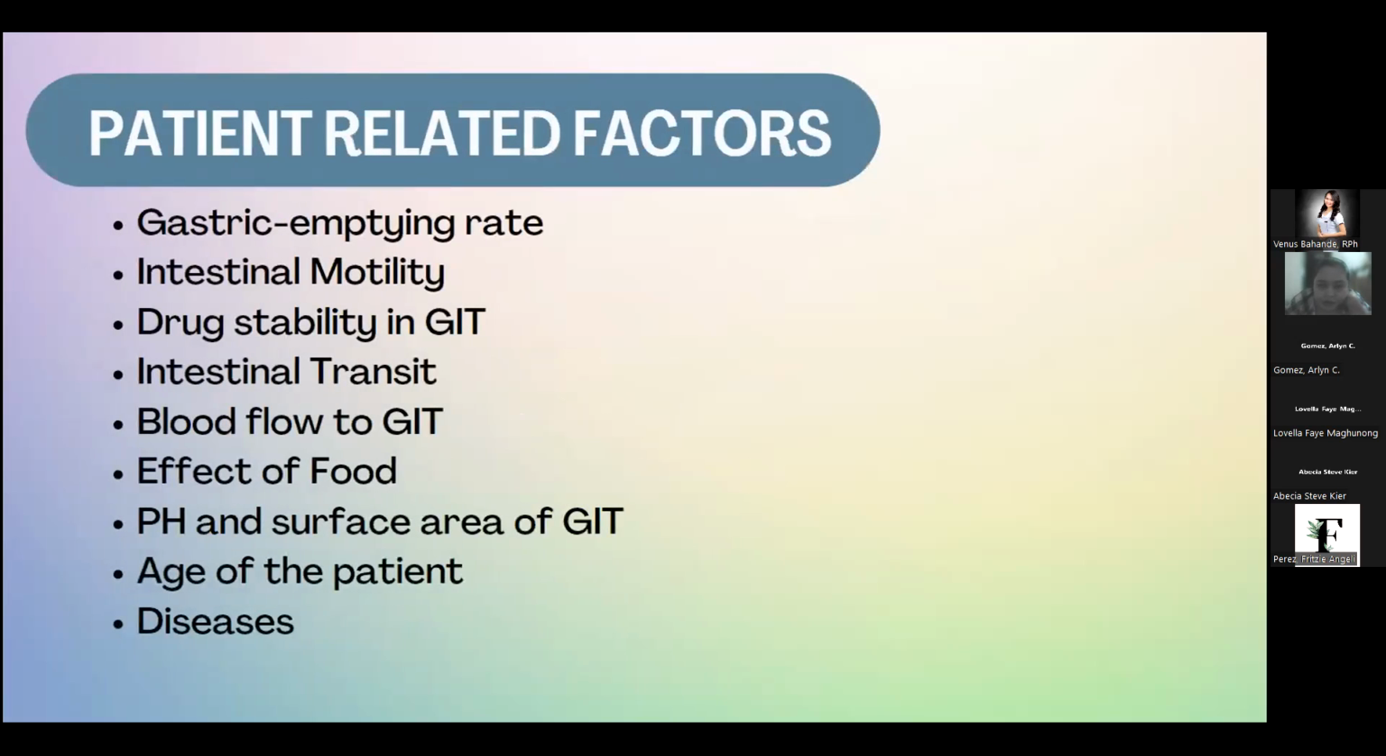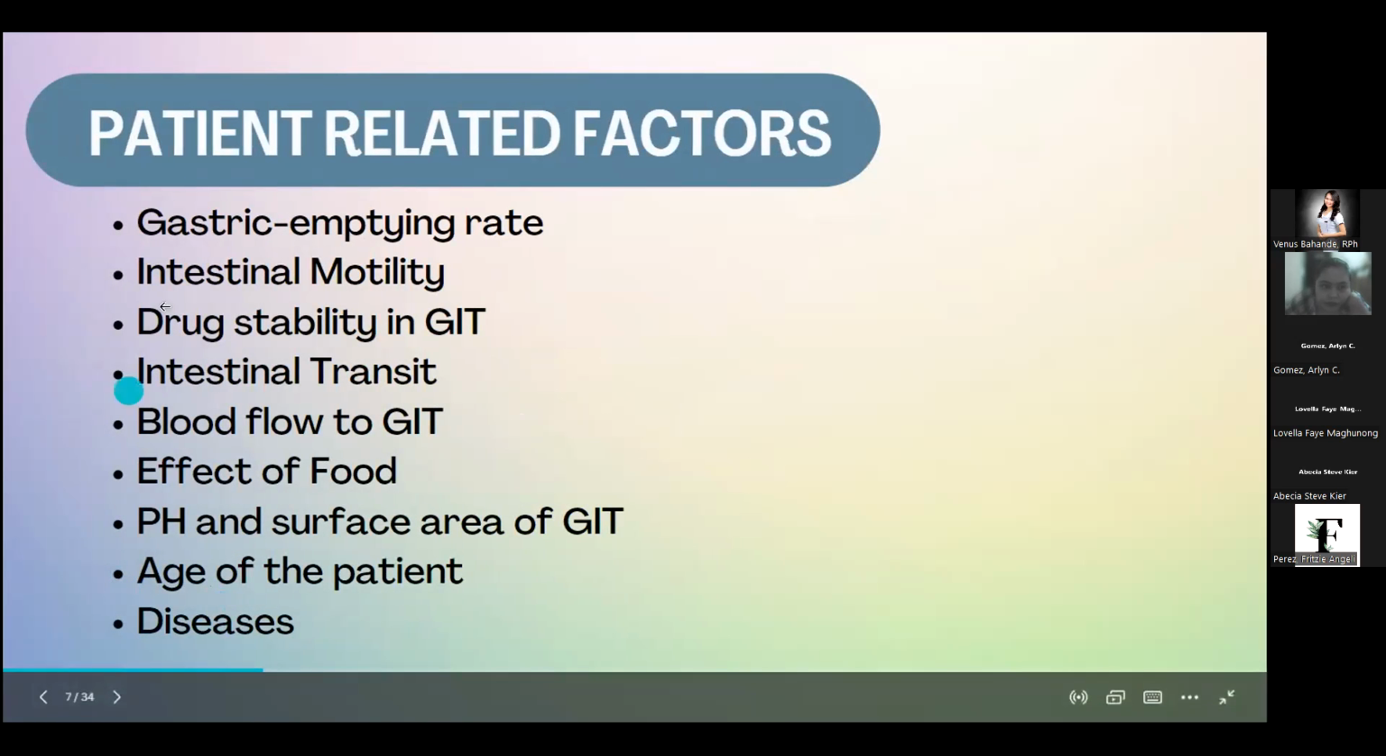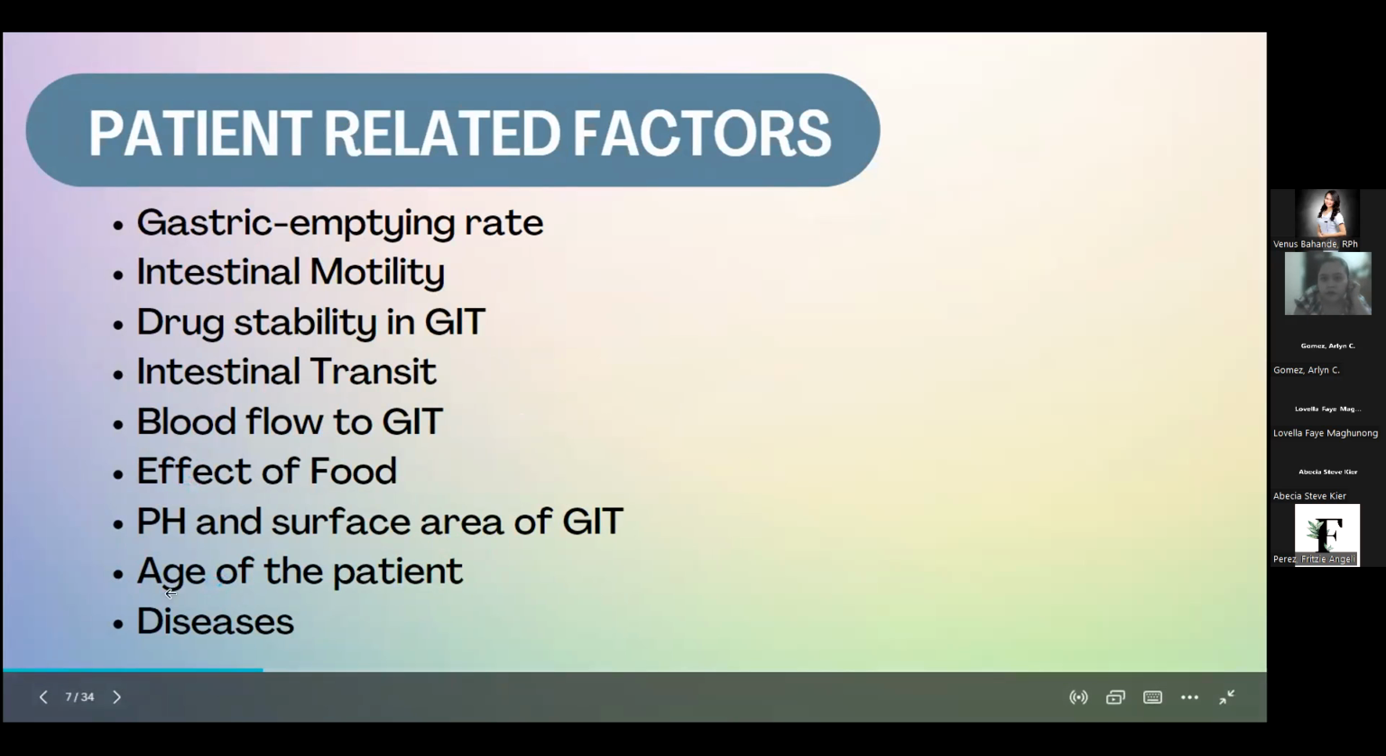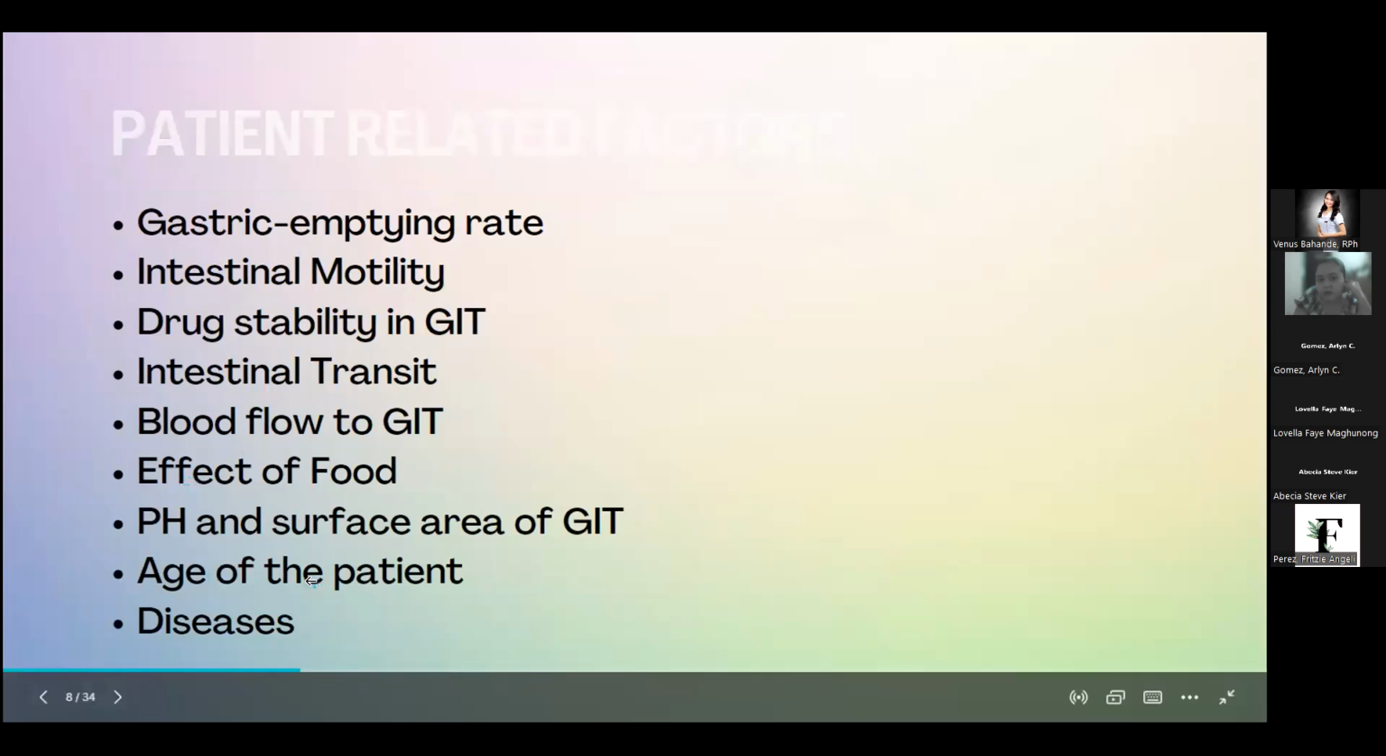So I've mentioned earlier, we have patient-related factors. These are the factors: gastric emptying rate, intestinal motility, drug stability in the GIT, intestinal transit, blood flow to GIT, effect of food, the pH and surface area, age of patient, and the disease.